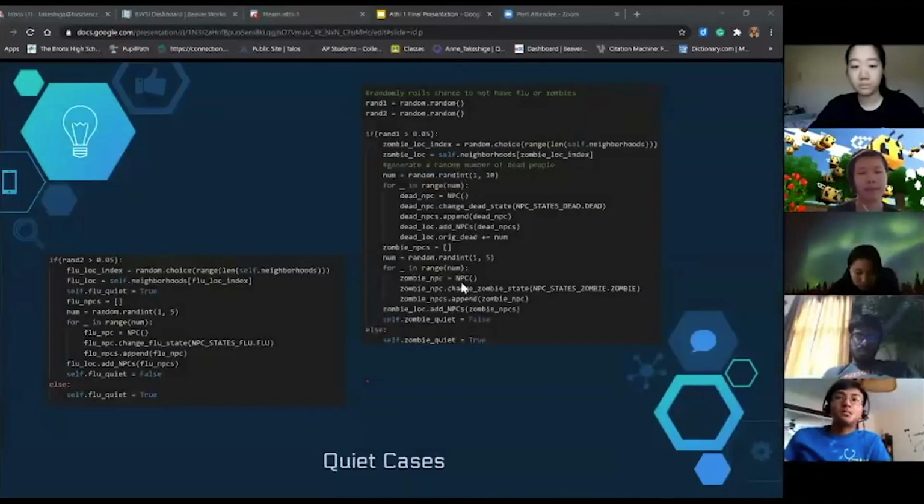We also implemented quiet cases. At the beginning of every game, there's a probability to not have flu or zombies at all, which is 5% for both, and 0.25% for both together at the same time.